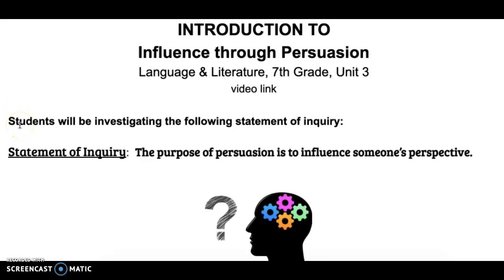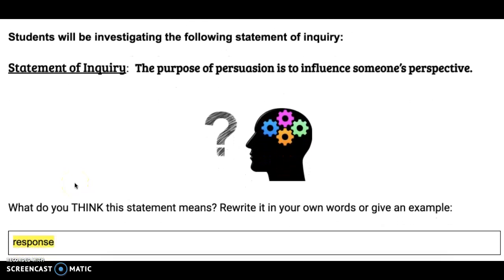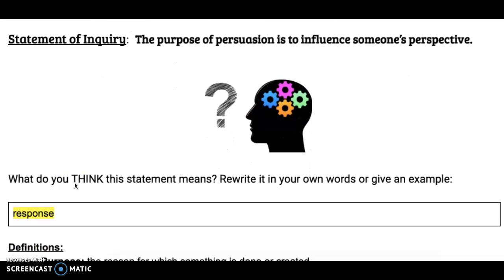Students will be investigating the following statement of inquiry. And here is your statement of inquiry for Unit 3. The purpose of persuasion is to influence someone's perspective. So go ahead and write influence on your copy of this document. So what do you think this statement means? Rewrite it in your own words or give an example of what you think the statement means. So stop the video and write it in this area where it says response.